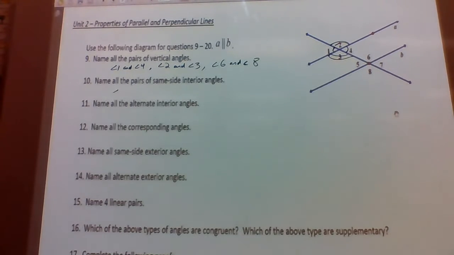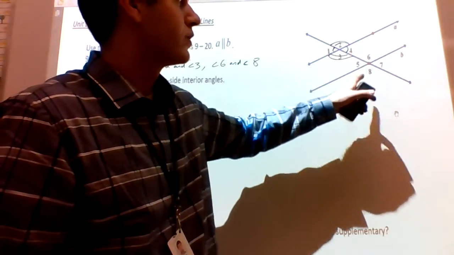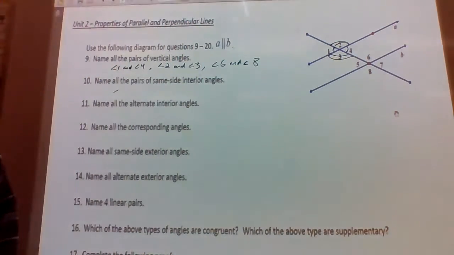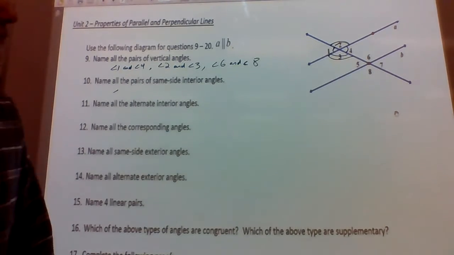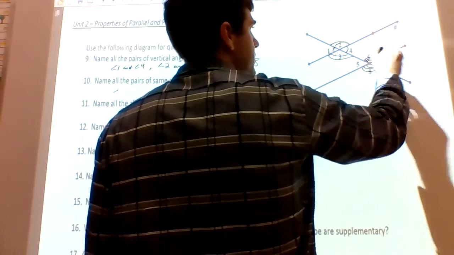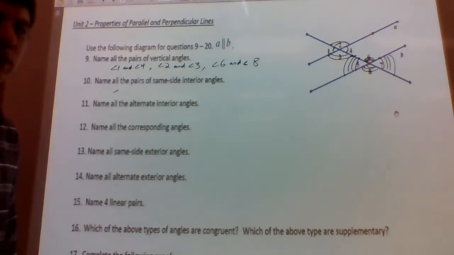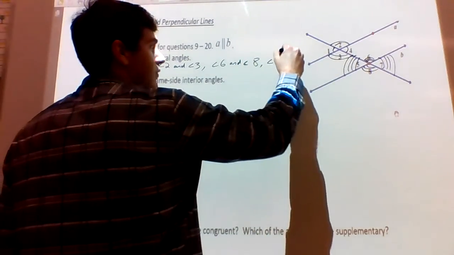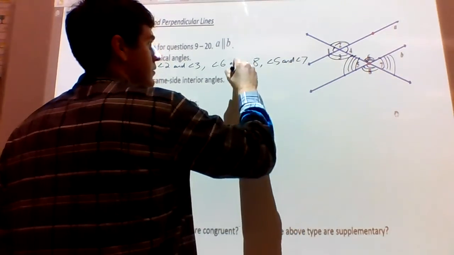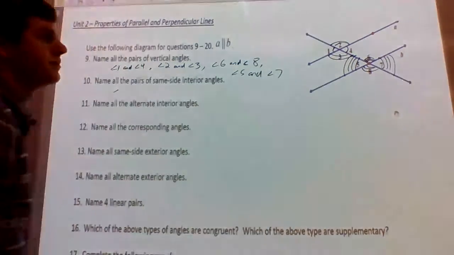Interesting how they name that. Here they went 1, 2, 3, 4. Here they went 5, 6, 7, 8. Whoever made that diagram. Interesting. Okay. So we had 6 and 8 were vertical. And then the last one is going to be 5 and 7 are vertical. Angle 5 and angle 7.